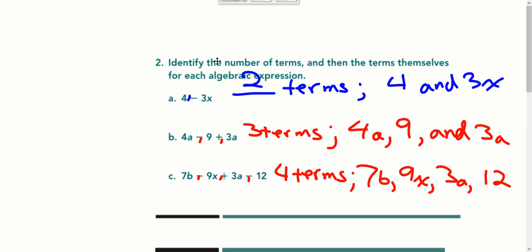So terms can be the same, just with the operations being different. And then here we want to identify the number of terms and then the terms themselves in each algebraic expression. So I put a comma here. Remember, I'm seeing subtraction as a comma, so it's 4 minus 3x. It would be 2 terms, 4 and 3x. 4a minus 9 plus 3a is 3 terms, 4a, 9, and 3a. And then this is 4 terms, 7b, 9x, 3a, and 12.